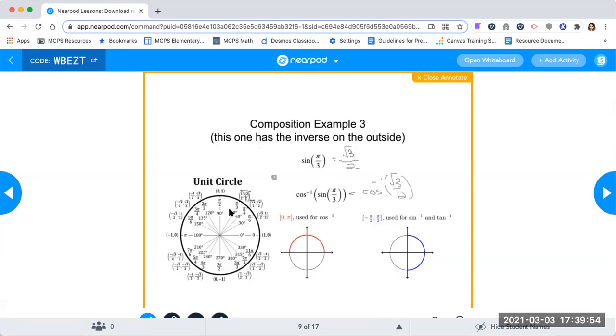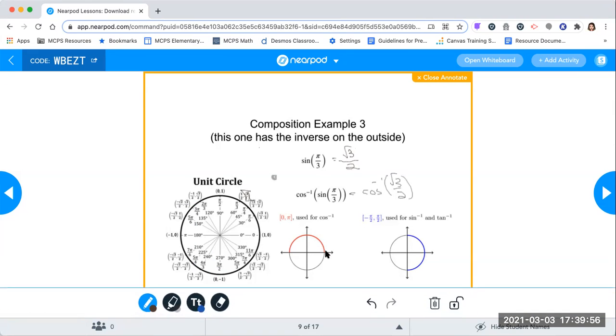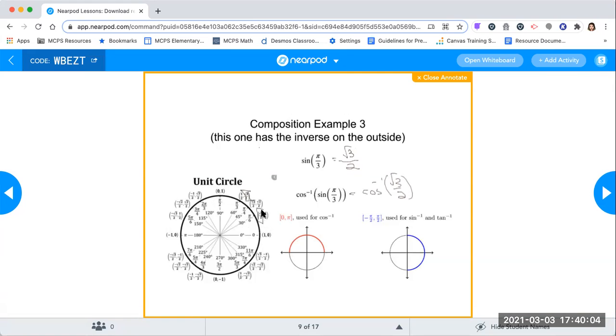So now we have to look where on the circle. And again, for inverse cosine, we use the top half of the circle. Where is the cosine of an angle root 3 over 2? So let's look. Right here, we have an x of root 3 over 2 here at pi over 6. Or you could say 30 degrees if you're working in degrees.